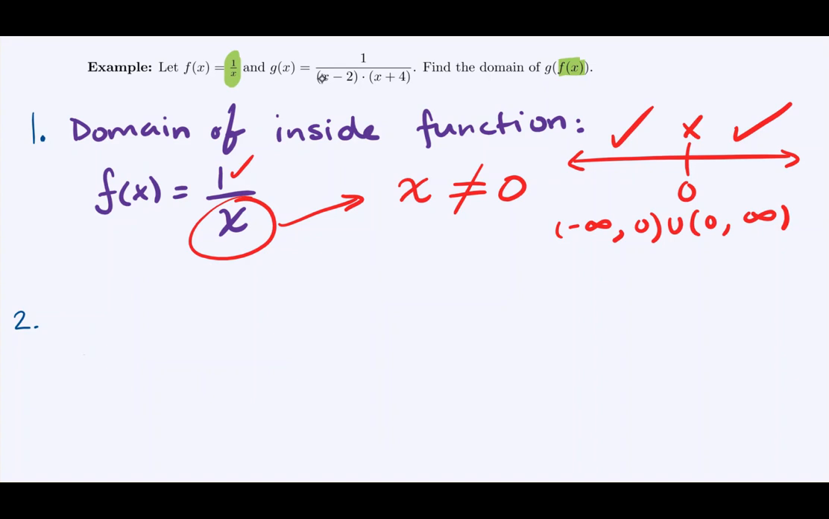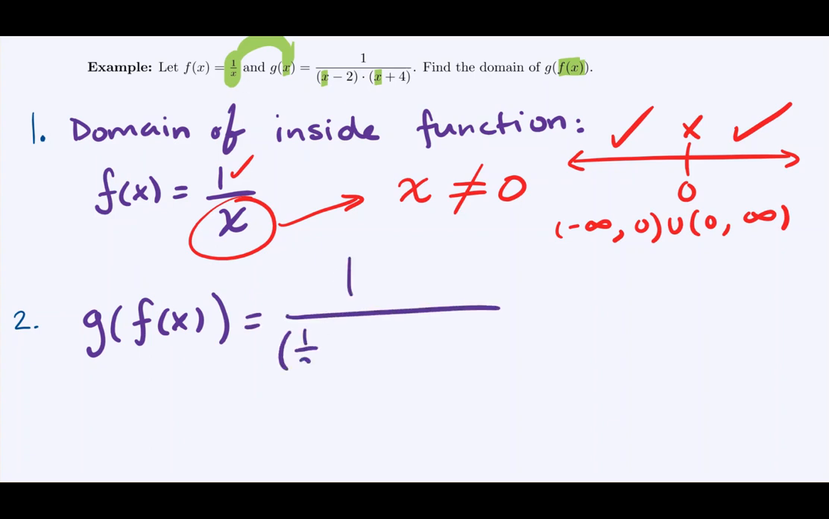Now, where is it being placed? It's being placed as the inside of g of x. So it's like it's replacing the x. Instead of the x, it's now 1 over x in the function. So g of f of x is saying for every input in the normal function g of x, we are now replacing it with f of x, or 1 over x. So we've got 1 over, and now we need to simplify this.